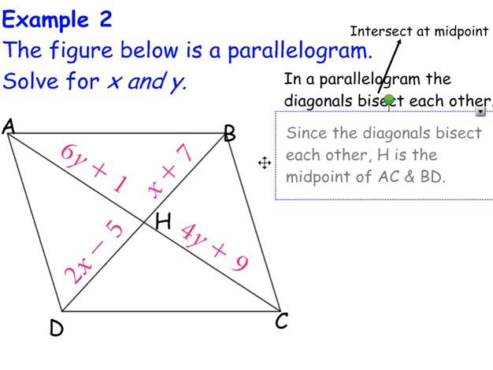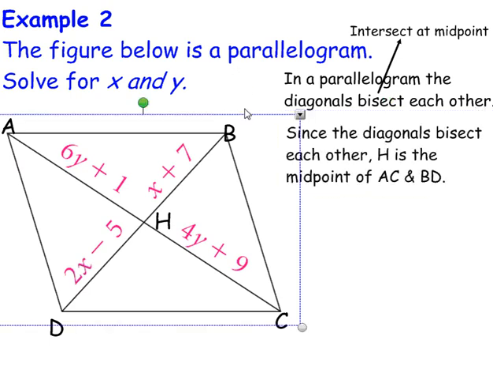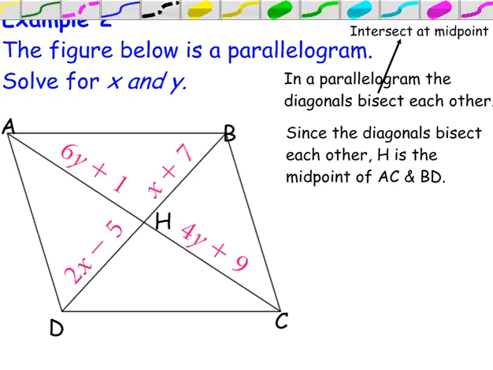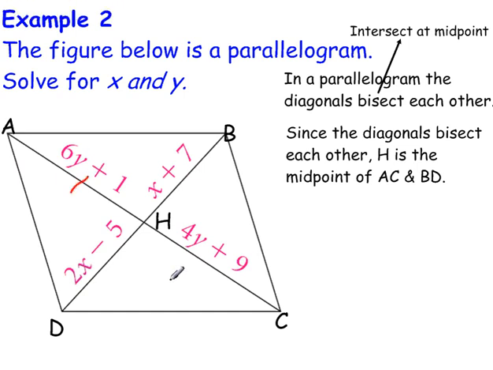Since the diagonals bisect each other, and you know the diagonals are DB and AC, H is the midpoint of AC and BD. So if H is the midpoint of AC, we could say AH is congruent to HC. And H is the midpoint of BD as well, so we could say DH is congruent to HB.